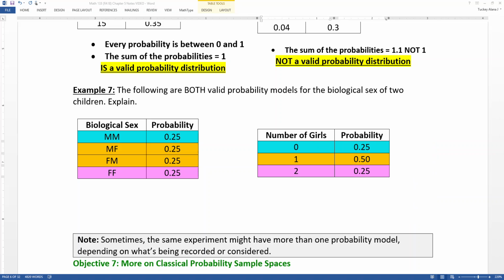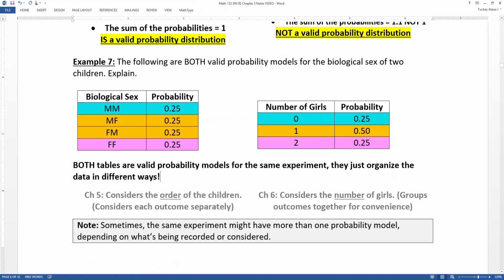So you can see they're both valid, right? They're just different ways of looking at the same experiment. And that's just one thing I wanted you to note right there. So that's what I wrote for the example here. Both these tables are valid. They're valid probability models. They list all the outcomes and their associated probabilities for the same experiment.